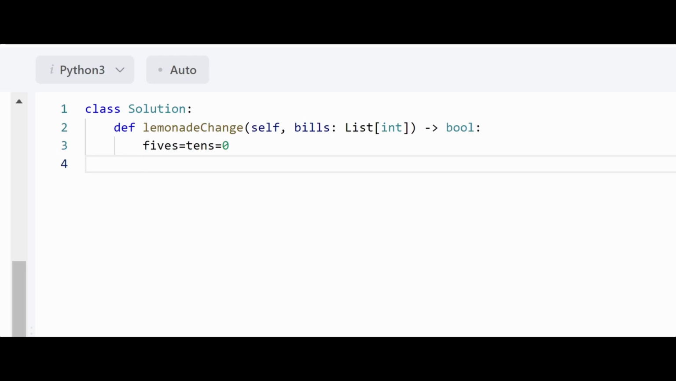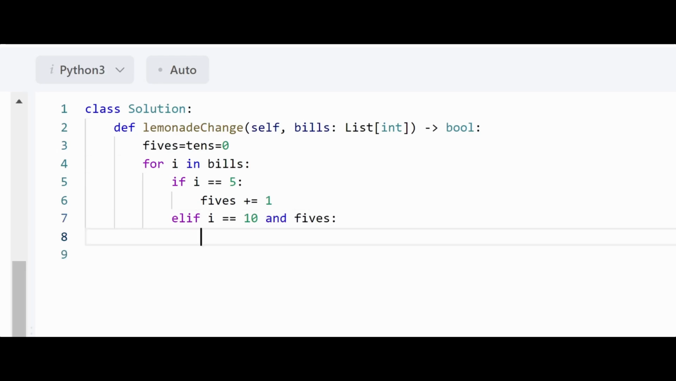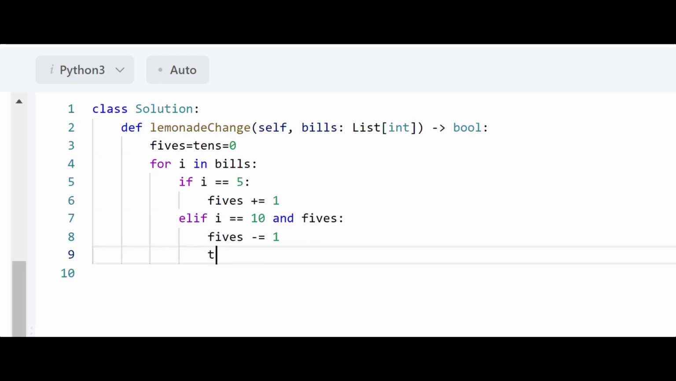Now we're just going to loop through the bills, for i in bills. We'll check if i is equal to 5, and we'll just increment the number of $5 bills that we have. Then else if i is equal to 10, and we have a $5 bill with us, we'll decrement the fives and increment the tens.